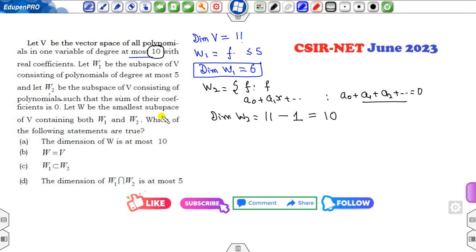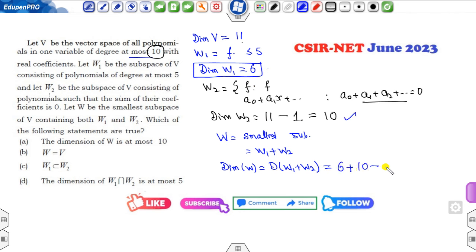W is the smallest subspace of V. What is the smallest subspace? We all know the smallest subspace is my W1 plus W2. Then the dimension of W is the dimension of W1 plus W2. How can you find the dimension of this? Dimension of W1 plus dimension of W2 minus the dimension of the intersection. So firstly you need to find the intersection. What is the intersection?